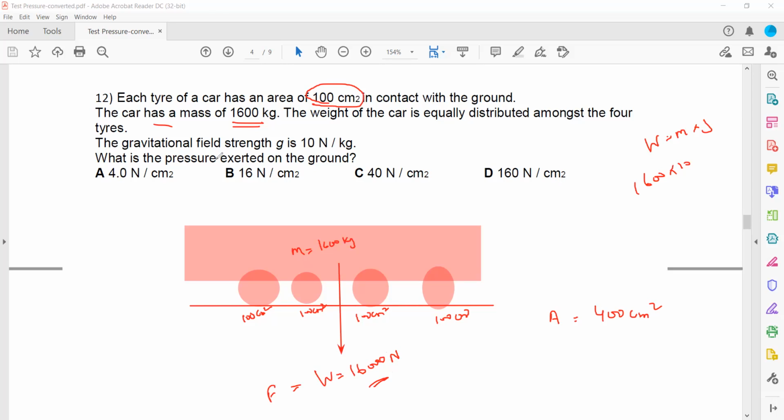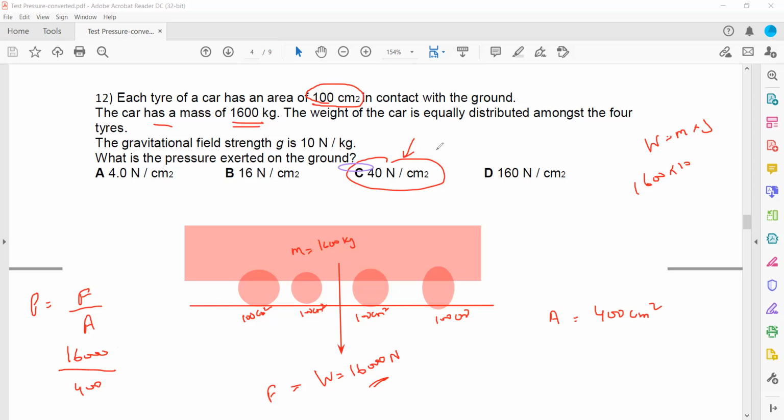So to calculate pressure, it is force divided by area. So force is how much? 16,000 divided by area, which is 400. So 16,000 divided by 400, that will be 40 Newton per centimeter square. So C will be the right answer.